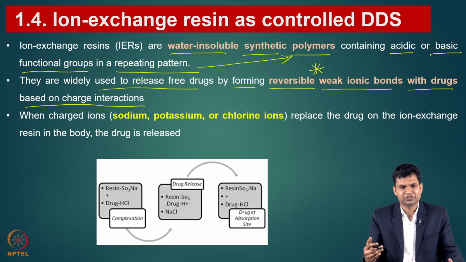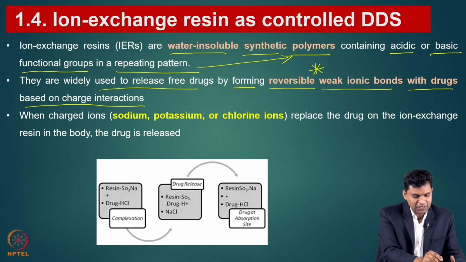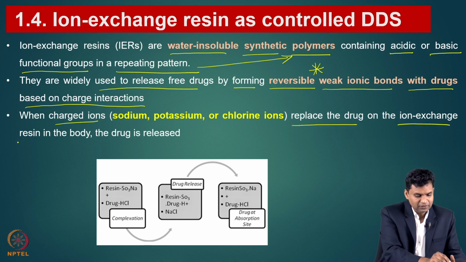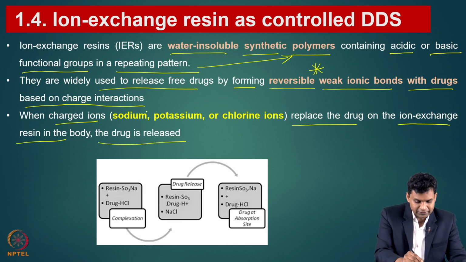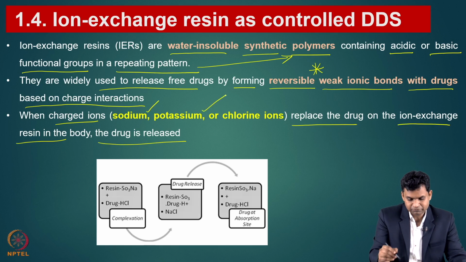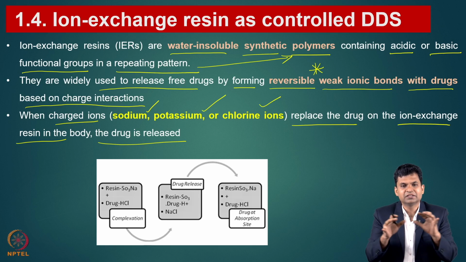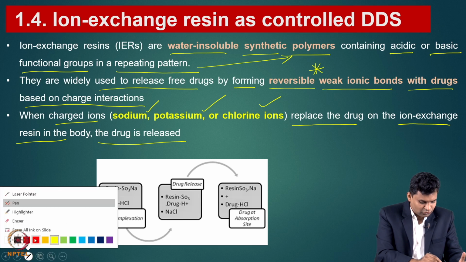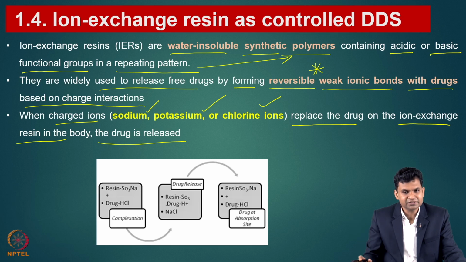After administration into the body, in the physiological medium, the charged ions will replace the drug on the ion exchange resin, and then your drug will be released. These are preferably sodium, potassium and chloride ions, which will replace the drug present on the ion exchange resins. Now, with this pictorial representation, you will understand how we can make ion exchange resin complexes for controlled release drug delivery systems.